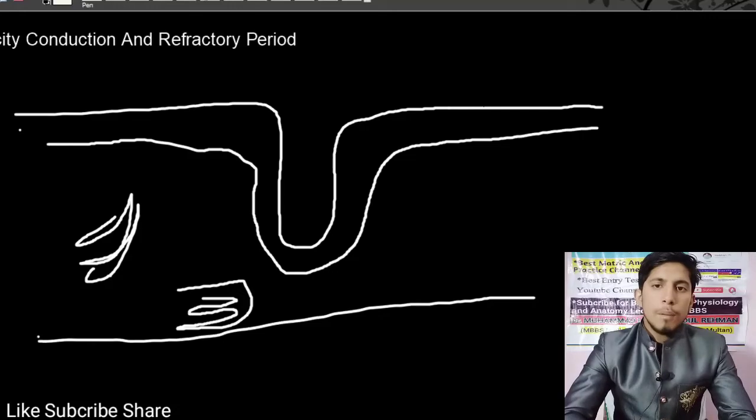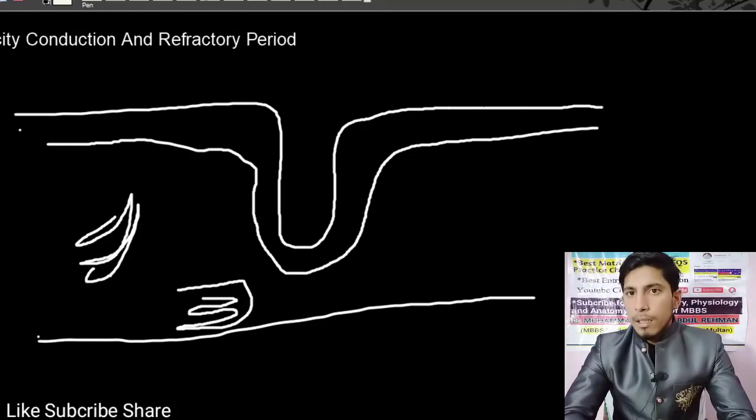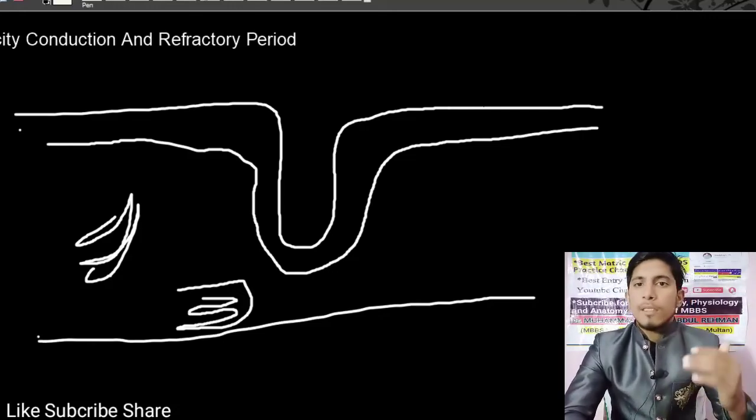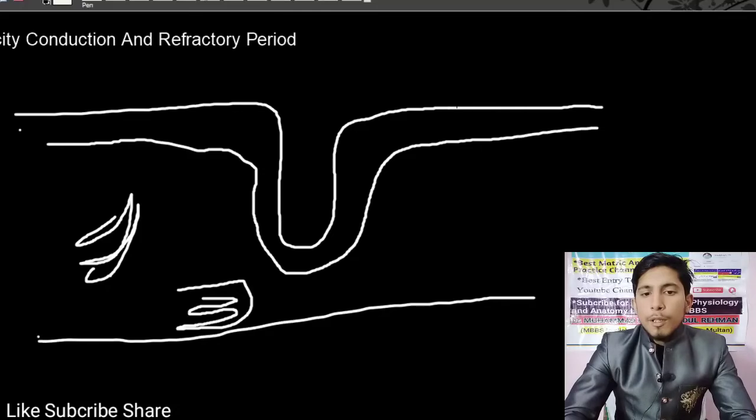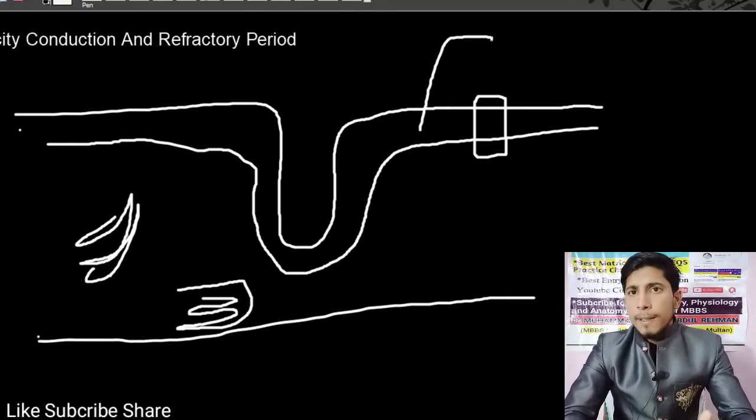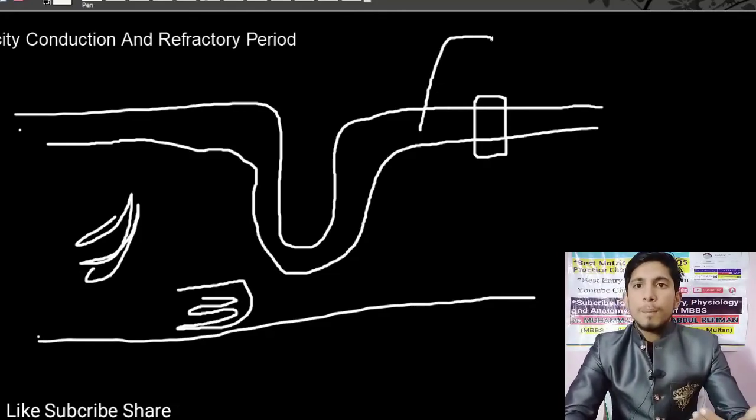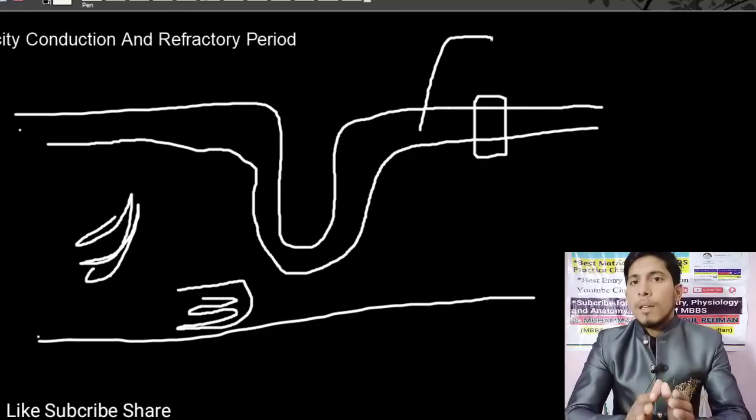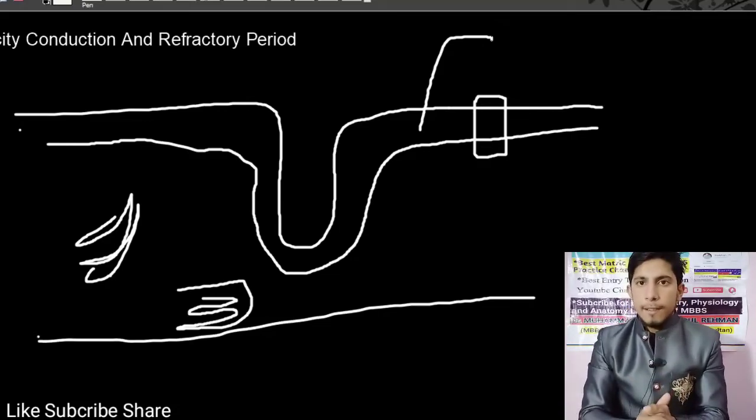The configuration and composition of the T tubule in cardiac muscle is different from skeletal muscles. It is 25 times larger in volume as compared to skeletal muscle, and it consists of polymers of negatively charged disaccharides called GAGs, glycosaminoglycans.